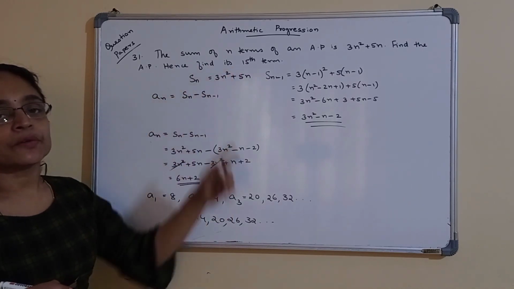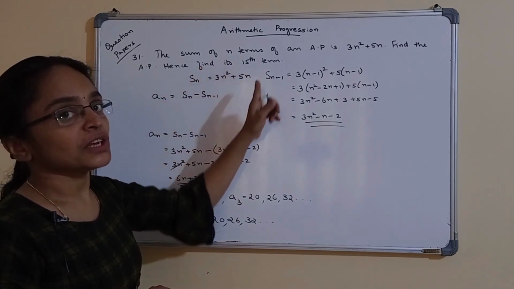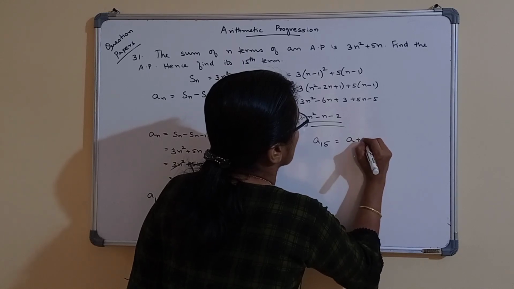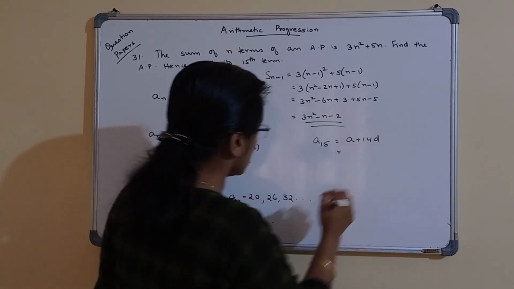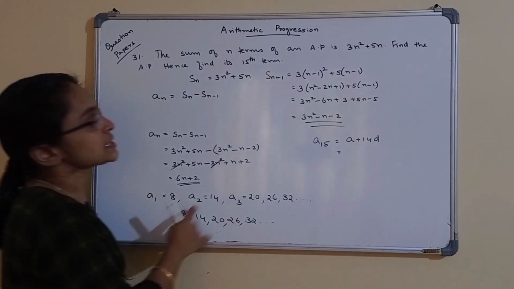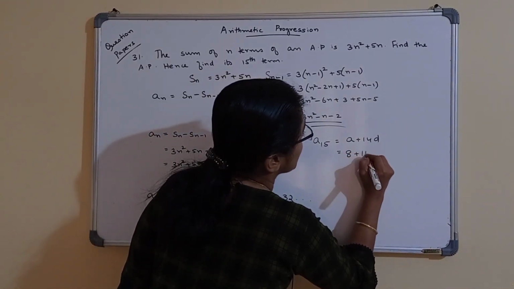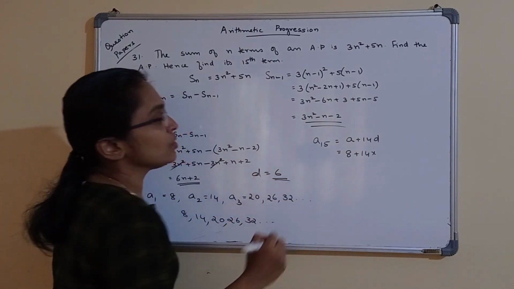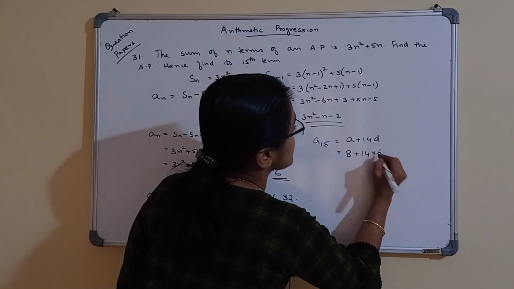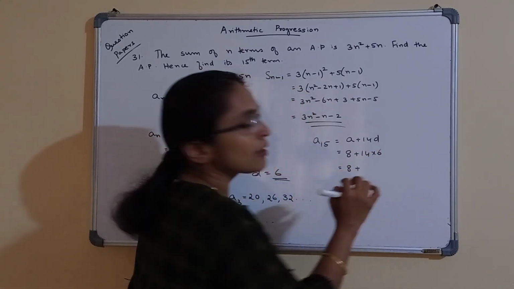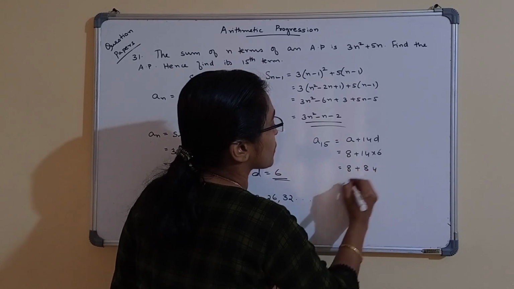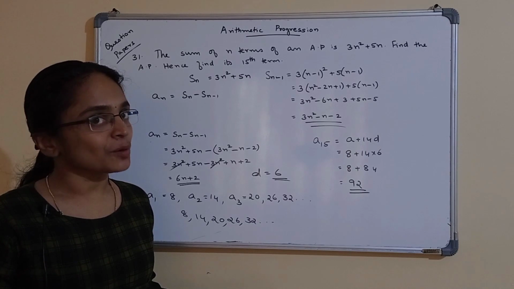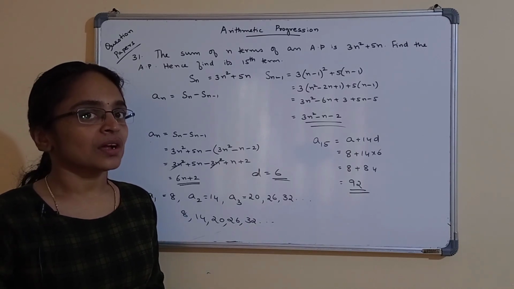Now, one more part is there for this question. Find the 15th term, that is a15. a15 is equal to a plus 14d, where a we got as 8, that is the first term. 8 plus 14 into d, where d is 6. So, 8 plus 14 into 6, which is 84. So, 84 plus 8 is 92. So, the 15th term of this AP is 92. Understood?